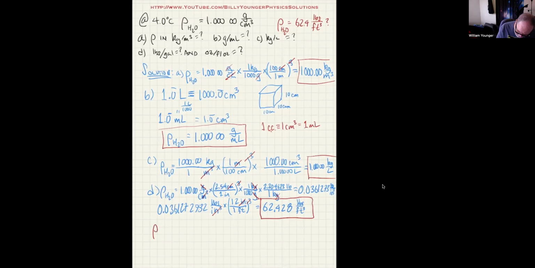So again, the density of water is equal to 0.0361273298 pounds per cubic inch. I happen to know that there's 231 cubic inches in 1 gallon. So all I have to do is multiply that figure by 231.